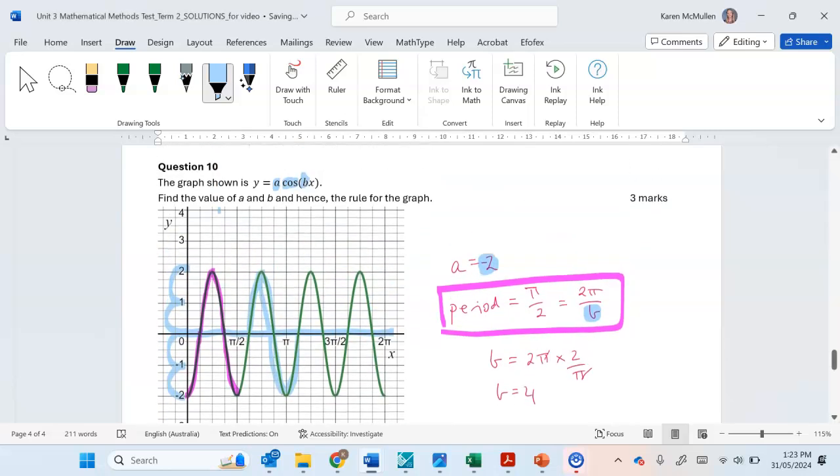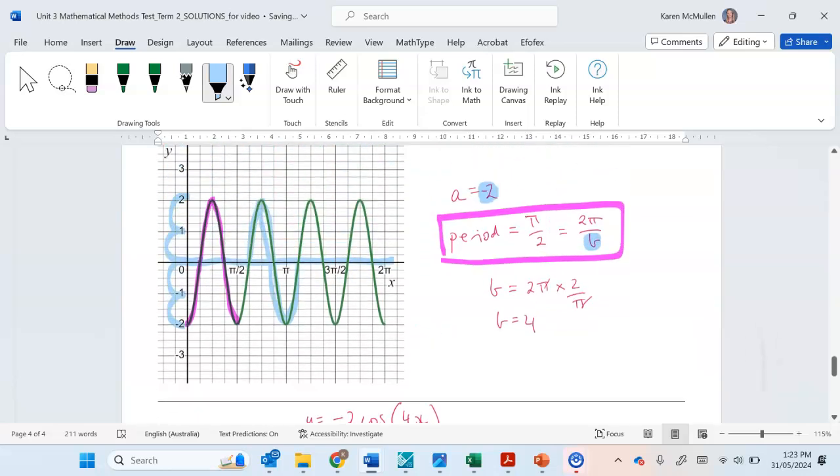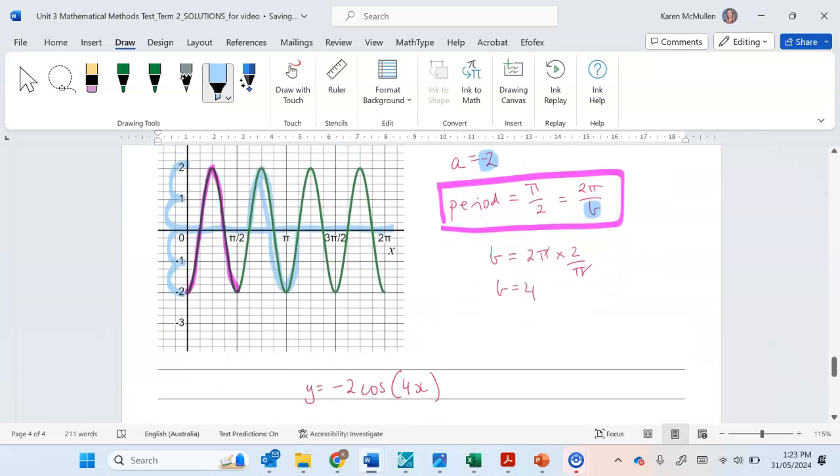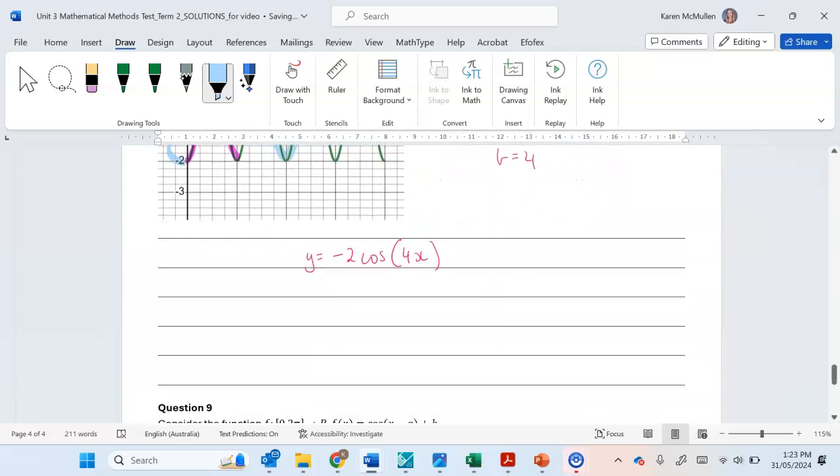All right, so you did have to find A and B and the rule for the graph. Okay, so if you found just A and B, you don't get 3 marks. You'd probably only get 2 marks. So just substituting them back in, then you get your full 3 marks.